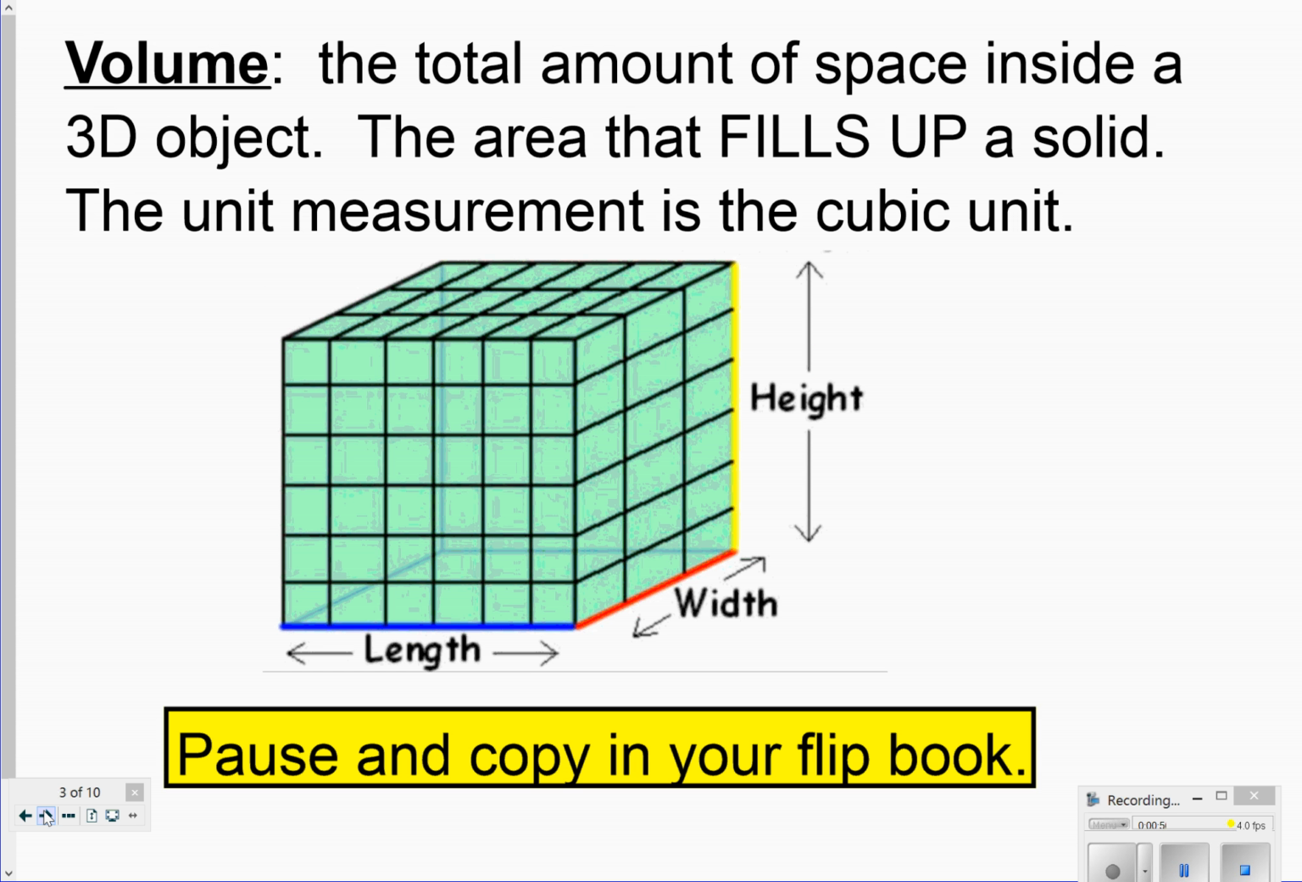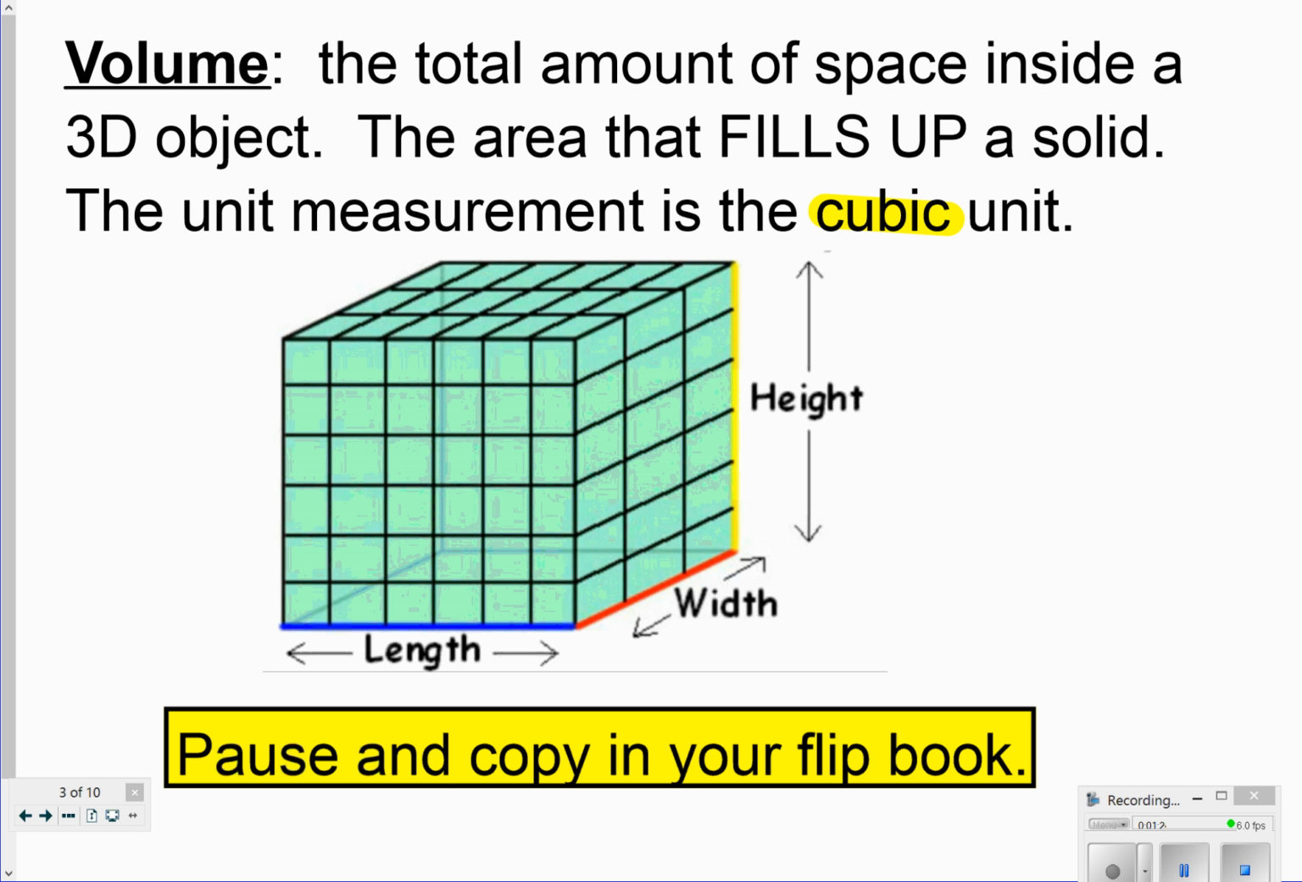Okay, if we're talking about volume, we're talking about the total amount of space that is inside of our three-dimensional object, our 3D shape. So that's the area that fills up the solid, okay? And our unit measurement for any rectangular prism is a cubic unit.